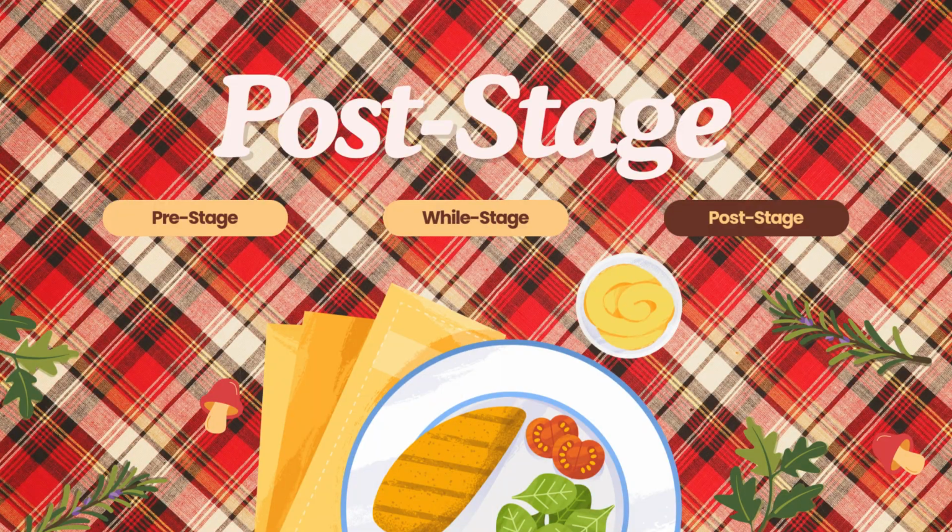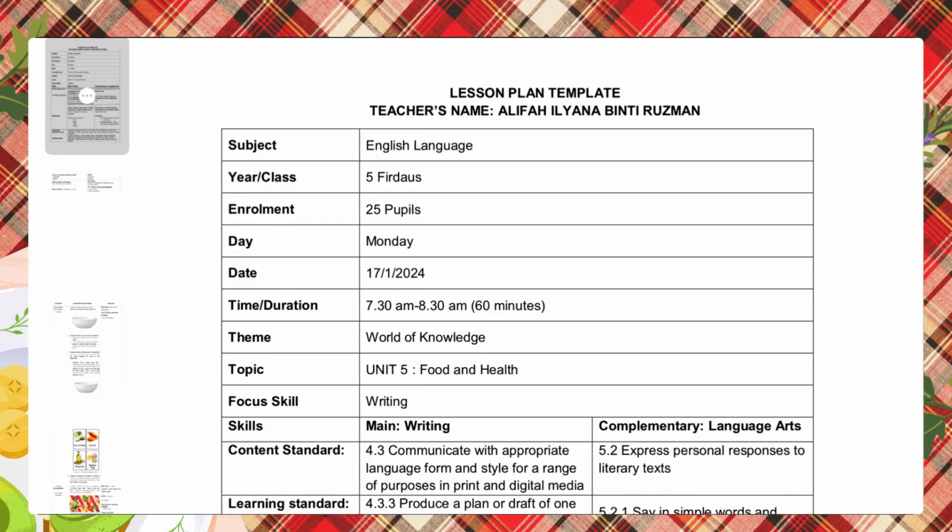Once the digital designs were perfected and the layouts were finalized, all the materials that needed to be in physical form were then printed, laminated, and cut by me to ensure they were ready for the classroom. And finally, let us look at the post-stage. After printing, cutting, and assembling all the materials, I then enter the post-stage.